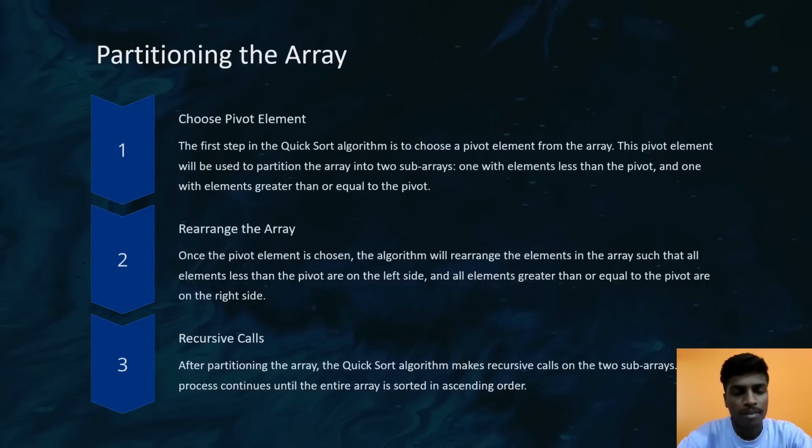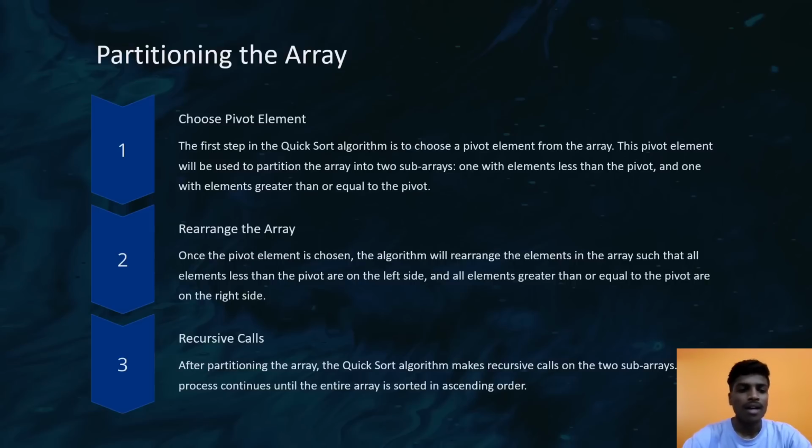Basically there are three steps. First, choose the pivot element, then rearrange the array, third, we recursively call. Now the first step is to choose the pivot element. The first step in the quicksort algorithm is to choose a pivot element from the array. This pivot element will be used to partition the array into two subarrays, one with the elements less than the pivot and one with the elements greater than or equal to the pivot.